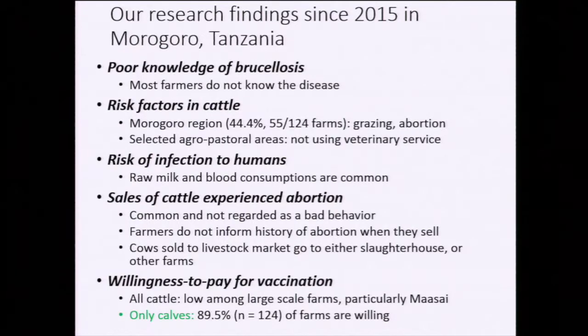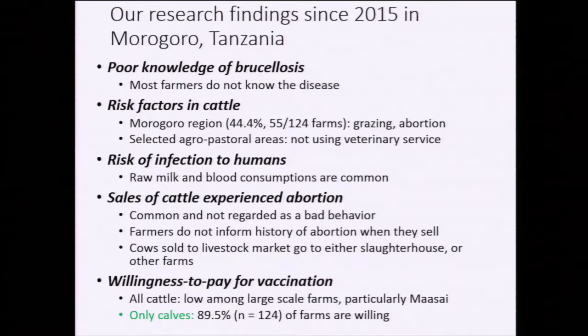In the agro-pastoral areas, if we select only those areas, those risk factors disappeared, and one preventive factor, use of veterinary service, remained. As for risk of infection to humans, there is lots of risky behavior, which I'm going to explain. Sales of cattle that experienced abortion is common. They don't feel it's a sensitive question. They do it without hesitation.